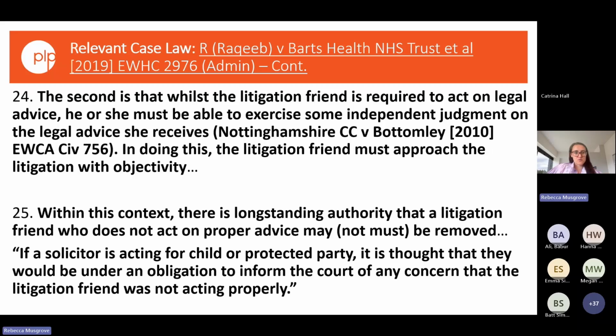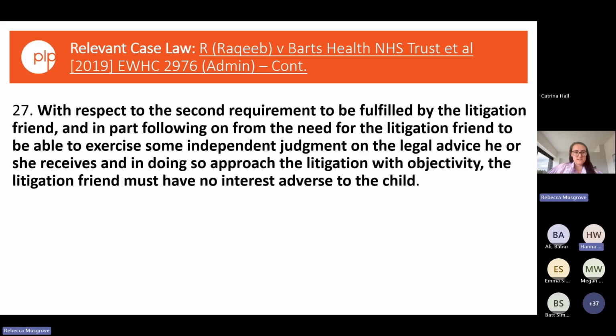And it sets this out in paragraph 24. So the second is that whilst the litigation friend is required to act on legal advice, he or she must be able to exercise some independent judgment on the legal advice they receive. So equally, you don't want someone who just says yes, yes, yes, yes, yes. That's not what we're here for. You want the litigation friend to appropriately weigh that up with objectivity. And then he says, within this context, there's long-standing authority that a litigation friend who does not act on proper advice may, so it's not a must test, it's a definite may, be removed in those circumstances. And that sometimes is where ultimately you butt heads with family members in particular.